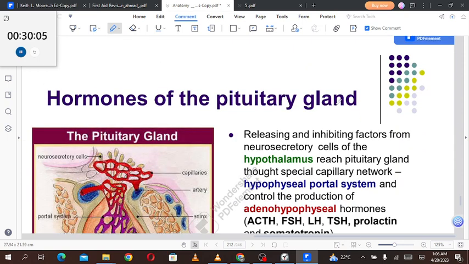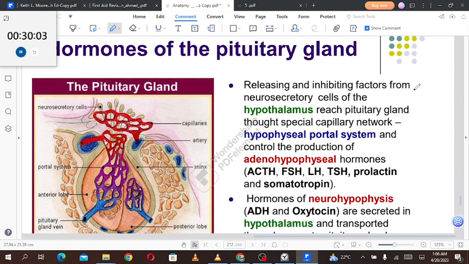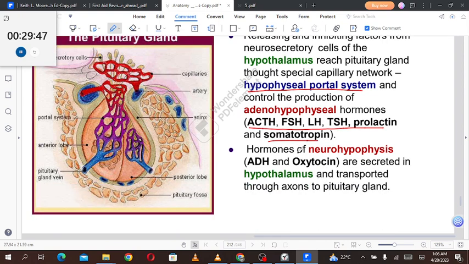What are the hormones of the pituitary gland? So releasing and inhibitory factors from the neurosecretory cells of the hypothalamus reach the pituitary gland through the special capillary network, that is the hypophyseal portal system, and control the production of adenohypophyseal hormones, which are anterior pituitary hormones, which are ACTH, FSH, LH, TSH, prolactin, and somatotropin. Hormones of the neurohypophysis, which is the posterior pituitary, are ADH and oxytocin. They are basically produced in the hypothalamus and transported through the axons to the posterior pituitary.